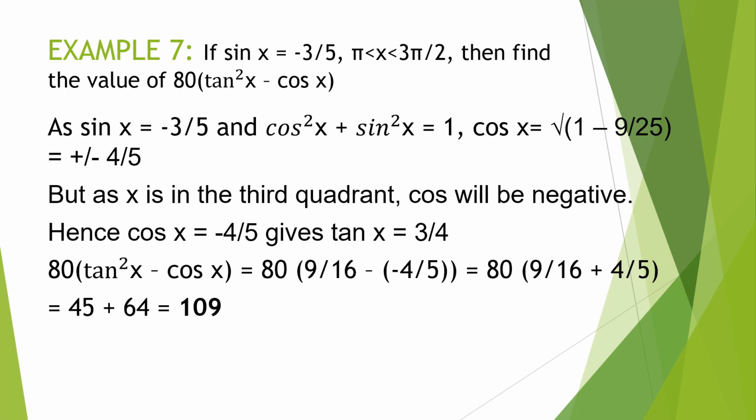Sin x is minus 3 by 5, cos x is minus 4 by 5. So what is tan x? Sin upon cos, which is 3 by 4. Why are we doing this? Because we want the tan x value. So now our left hand side is 8 into tan square x minus cos x. Putting the value of tan x and cos x, on simplification we get it equal to 109.